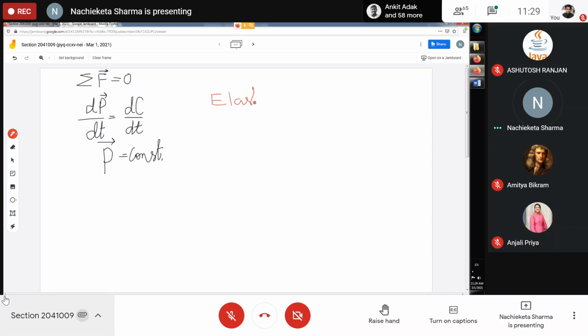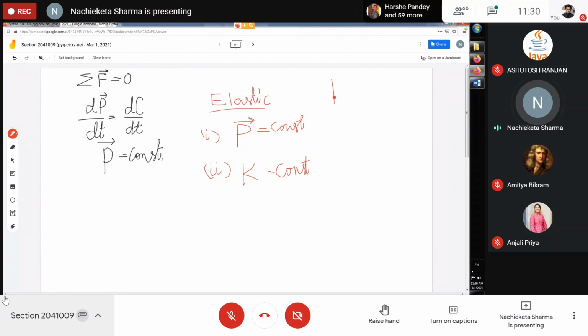What are they? The total P is equal to constant, that is 1. And K is also constant. The total kinetic energy is also constant. Before collision, the total P, and after collision, the total P are same. Similarly, before collision, total kinetic energy, and after collision, total kinetic energy are same.